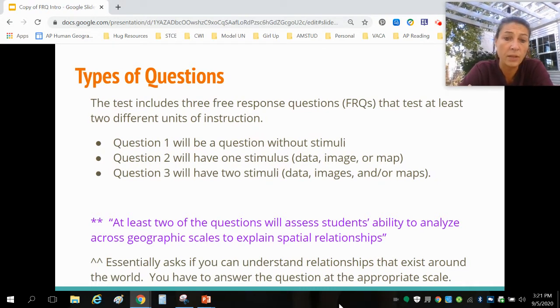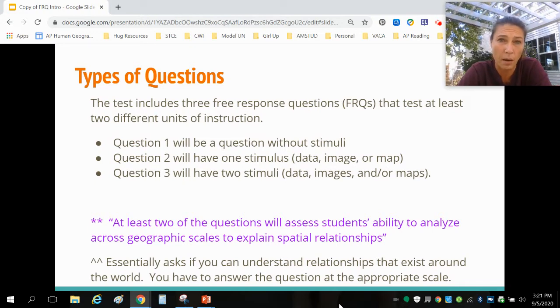So at least two of the questions are going to assess your ability to analyze across geographic scales. That last learning target, well, second to last learning target that we talked about, your ability to answer questions based on scale, is going to be really important. It's a really important skill, and you're going to have to demonstrate it on the FRQs.